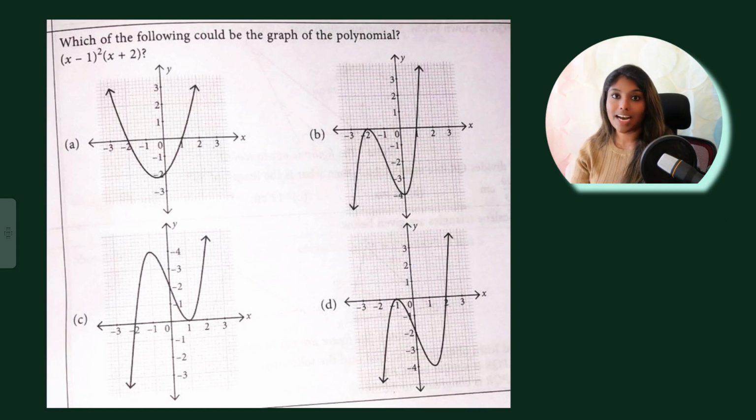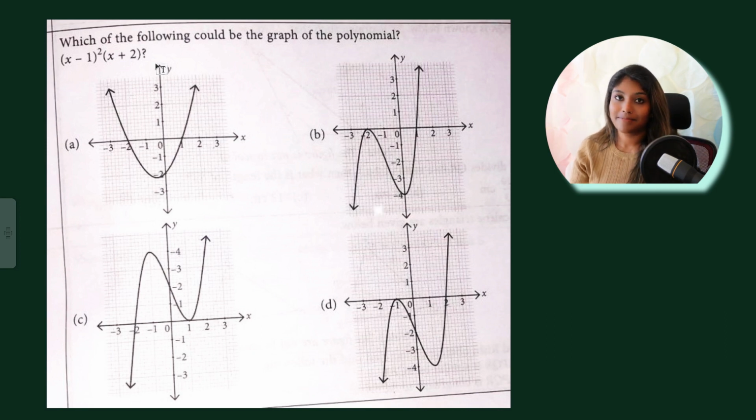This is the question I received from Shabil. You can see that there is a given polynomial, and the question is to find out which among these graphs is the graphical representation of the given polynomial. In order to solve this question, you have to first understand the concept.